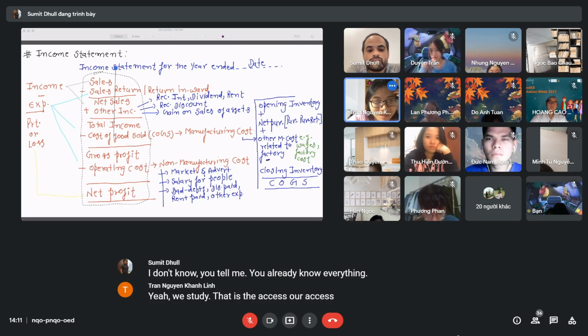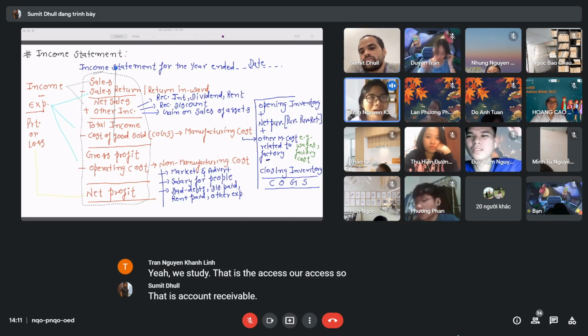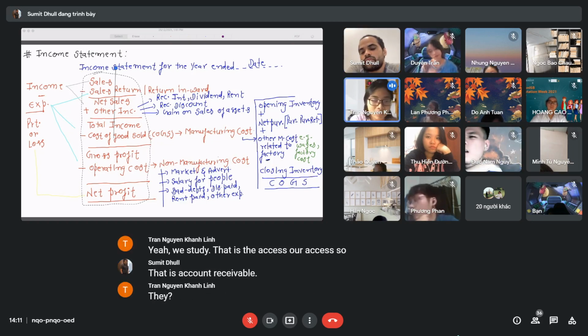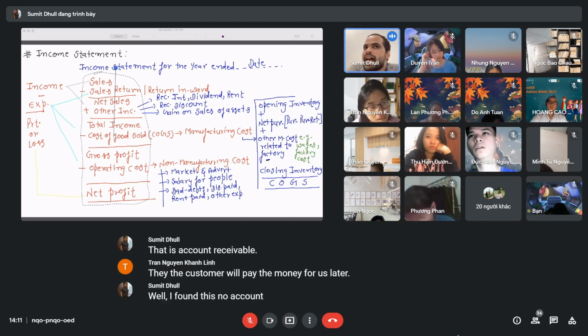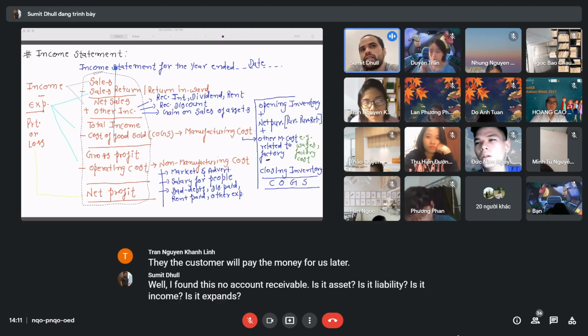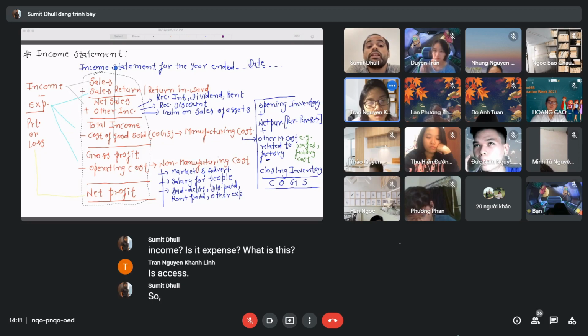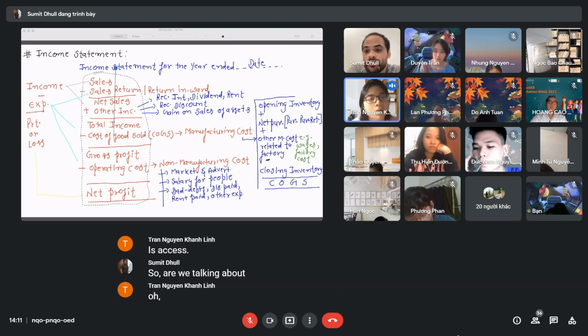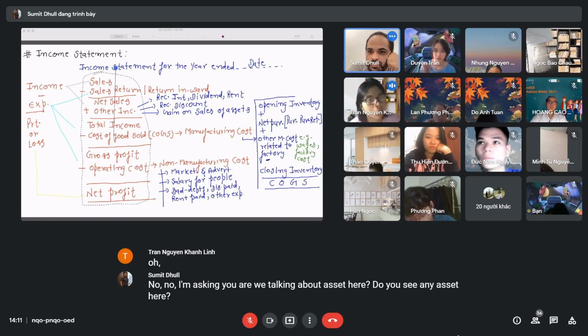What is account receivable? The customer will pay the money for us later. Account receivable, is it asset? Is it liability? Is it income? Is it expense? What is this? It's assets. So are we talking about asset here? Okay. No, I'm asking you, are we talking about asset here? Do you see any asset here? No, teacher.